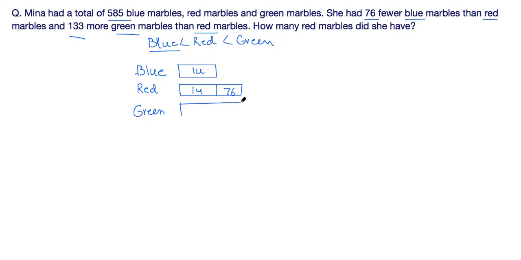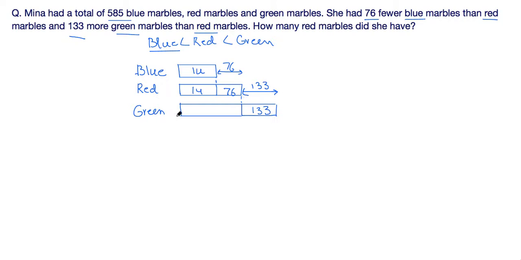First draw a block which is of the same length as red. Why? Because compared to red, green is how much? 133 more. So you see here, till here it's the same as red, right? And after this we have added another 133 to show that green is 133 more than red, and red is 76 more than blue.